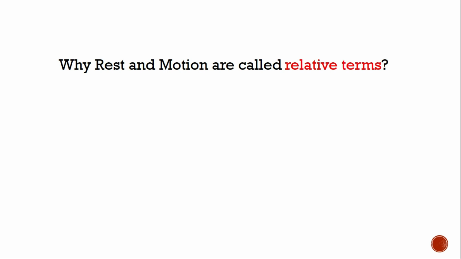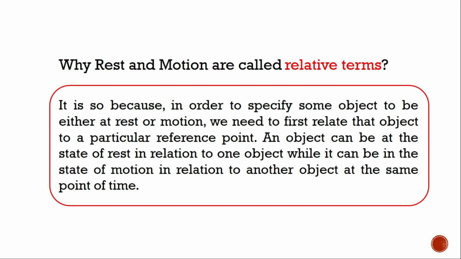Now, if a question is asked, why are rest and motion called relative terms? The answer would be that in order to specify some object to be either at rest or in motion, we first need to relate that object to a particular reference point. And an object can be at rest in relation to one object, while it can also be in motion in relation to another object at the same point of time.